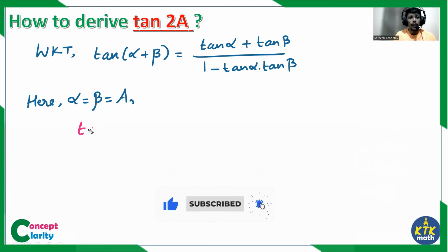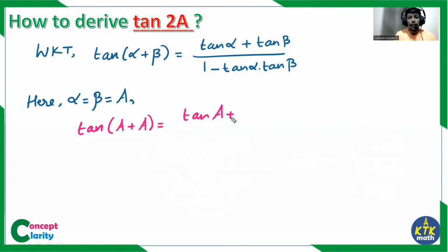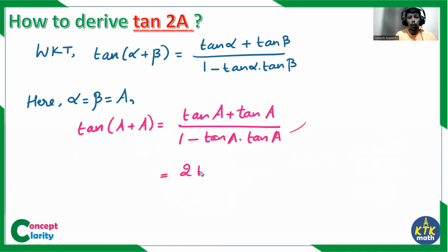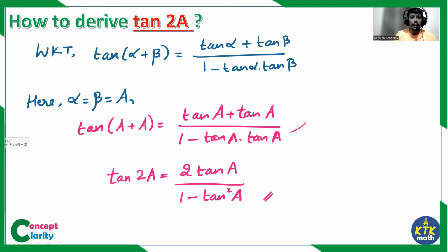Now what will happen on the left side, it will be tan a plus a, and the right side will be tan a plus tan a by 1 minus tan a into tan a. Now what will happen here? Numerator will become 2 tan a and denominator will become 1 minus, tan a into tan a will give you tan square a, and LHS is going to be tan 2a. So that's all with your tan 2a identity.